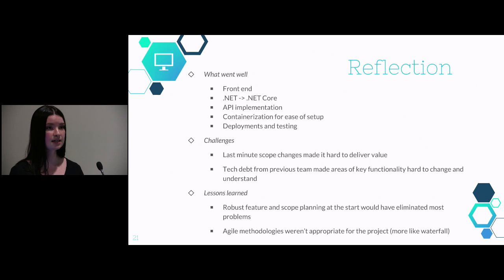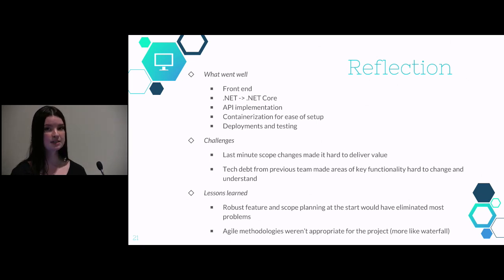The migration to .NET Core went smoothly as well, as Drew was saying, and so did our API implementation. That really alleviated a lot of stress. Containerization for ease of setup: initially, the project took us so long to even get running on our computers as per how the last team left it. And so now by using Docker and having everything set up, it is very easy to pass down to later teams.